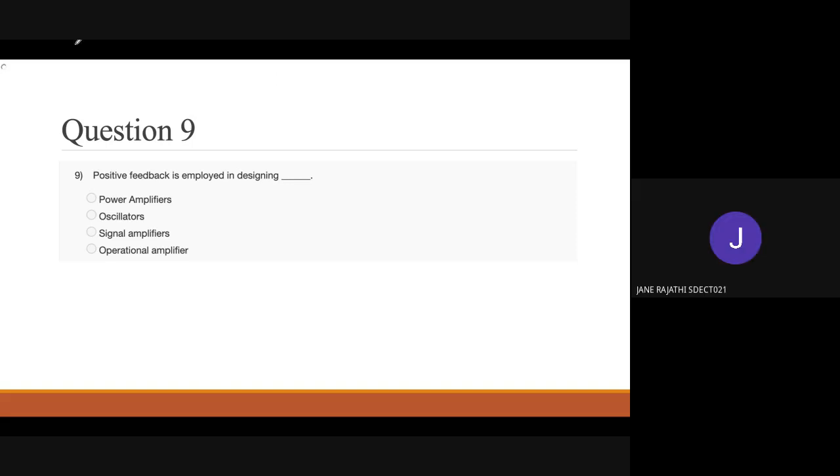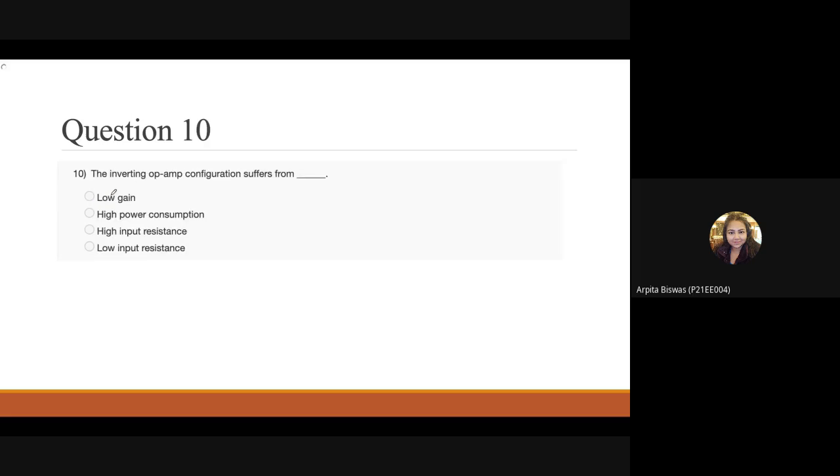Option B, ma'am. Yes, option B is the right option. Good. This is question number 10. Does the inverting op-amp configuration suffer from low gain, high power consumption, high input resistance, or low input resistance?